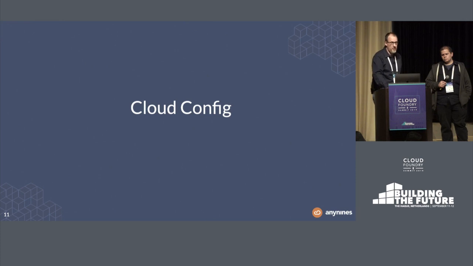So BOSH introduced the cloud configuration. You can see it as a central point to define IaaS-specific configurations. For example, VM types, then with the size, disk types, networks, availability zones.